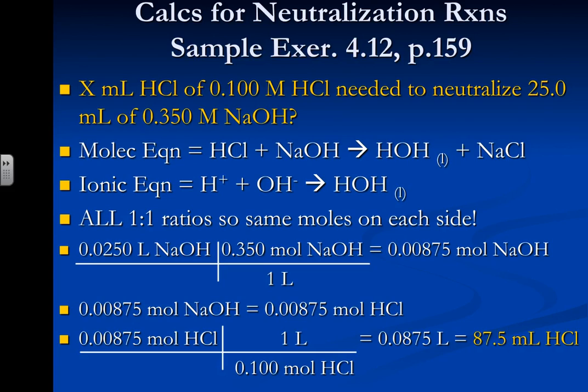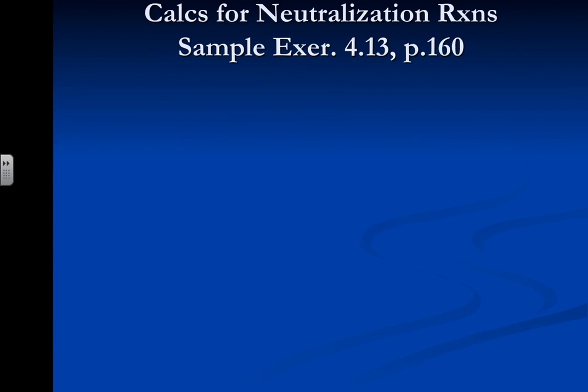We can talk about those later. Moving on, there is another example. If you flip the page to page 160, there is sample exercise 4.13, and this one's a little bit wordier, isn't it? It says, in a certain experiment, 28 milliliters of 0.250 molar nitric acid and 53.0 milliliters of 0.320 molar potassium hydroxide are mixed. Calculate the amount of water formed in the resulting reaction. What is the concentration of H plus or OH minus ions in excess after the reaction goes to completion?